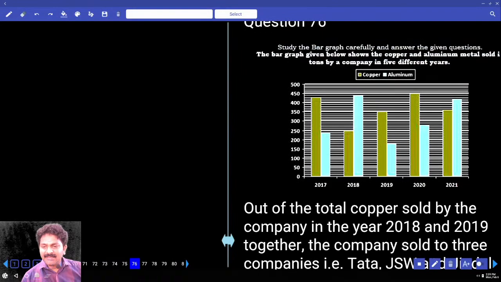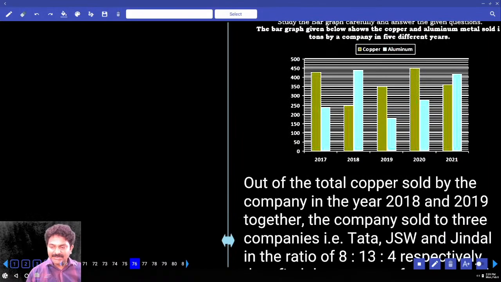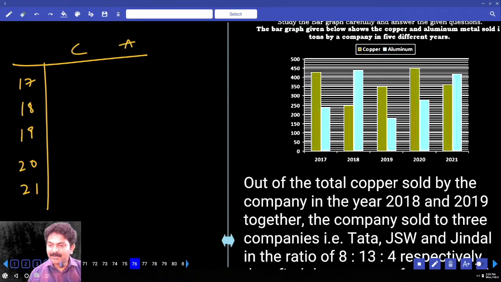Right. The given graph below shows the copper and aluminum metal sold in tons by a company in 5 different years. So 2017, 18, 19, 20, 21. Copper and then aluminum. Green is copper. So we have 50 gap and 5 lines are there. Each line is equal to 10.